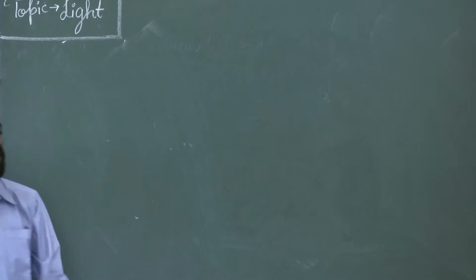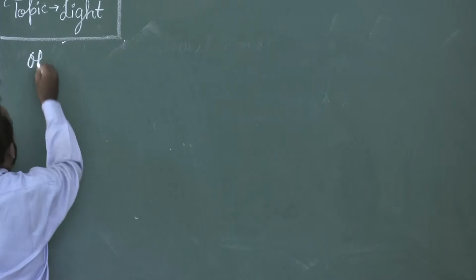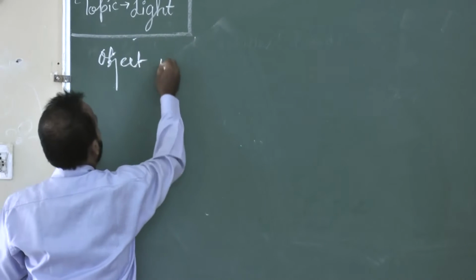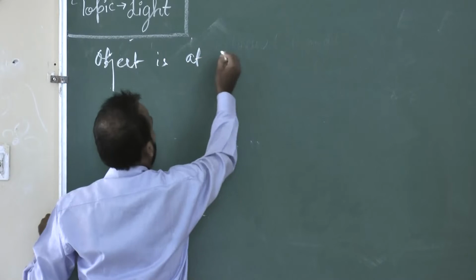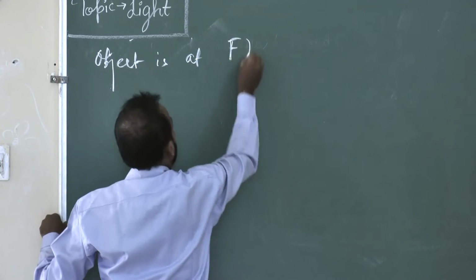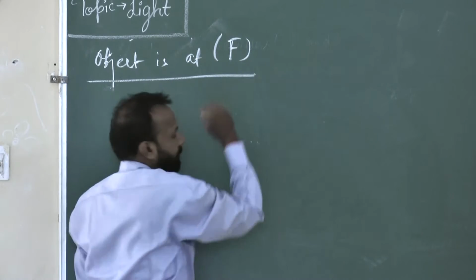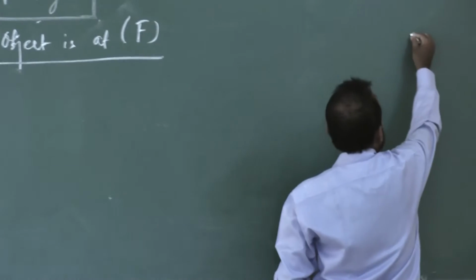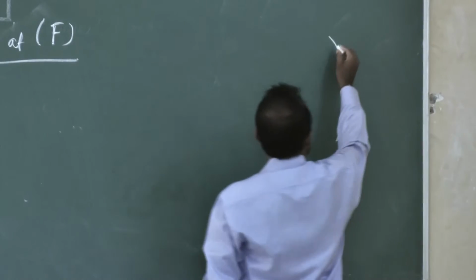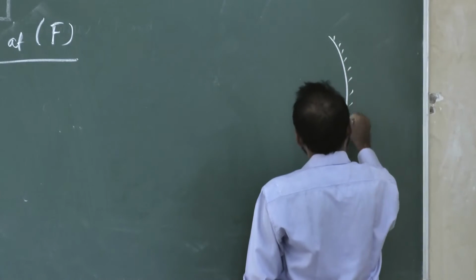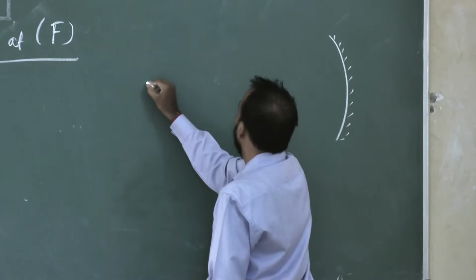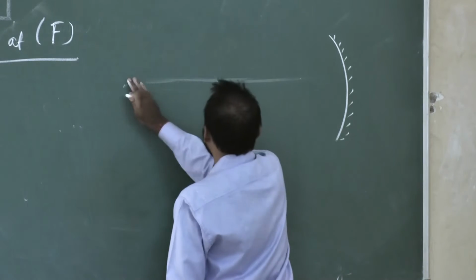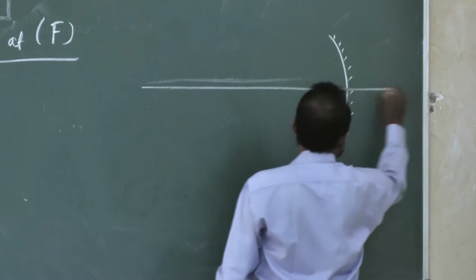Next position is that the object is at focus. F is at focus, right? Now you should draw the diagram accordingly. This is outside quoted, meaning it is a concave mirror.